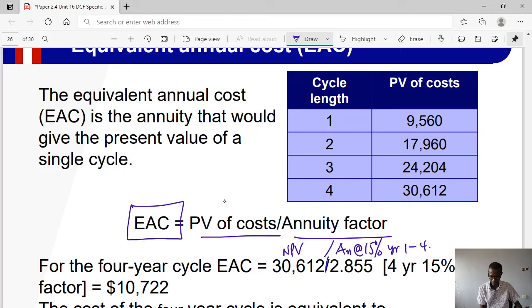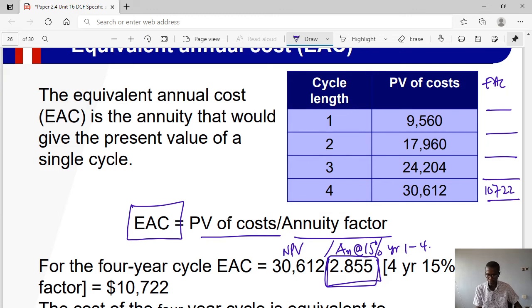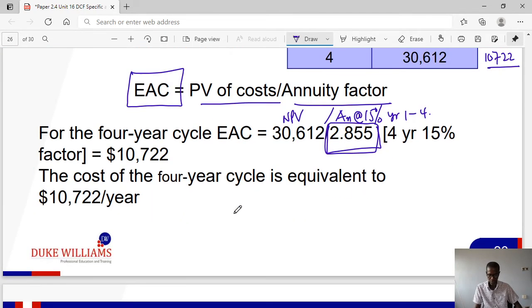When you read from the table, it is 2.855. So this gives us an equivalent annual cost of 10,722. It is equivalent to the cost of 10,722 each year. So read the annuity table and see if you divide this one by the annuity factor 15% 1 year, or you divide it by annuity factor 15% 2 years. See what equivalent annual cost you will be getting, divided by annuity factor 15% by 3 years. And then we can compare from our answer which one costs less.